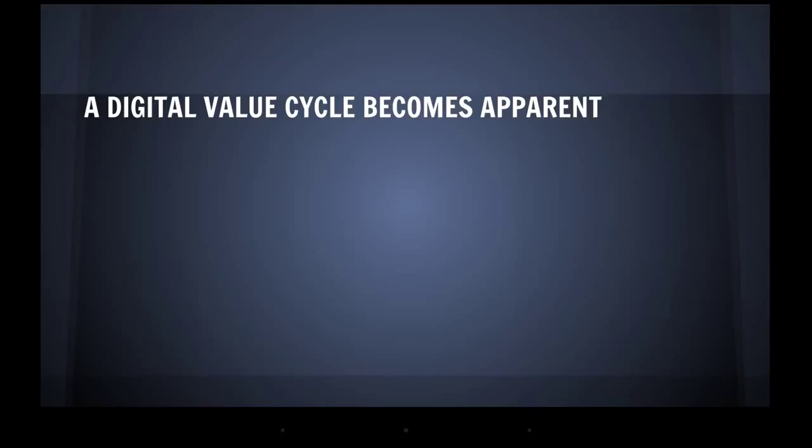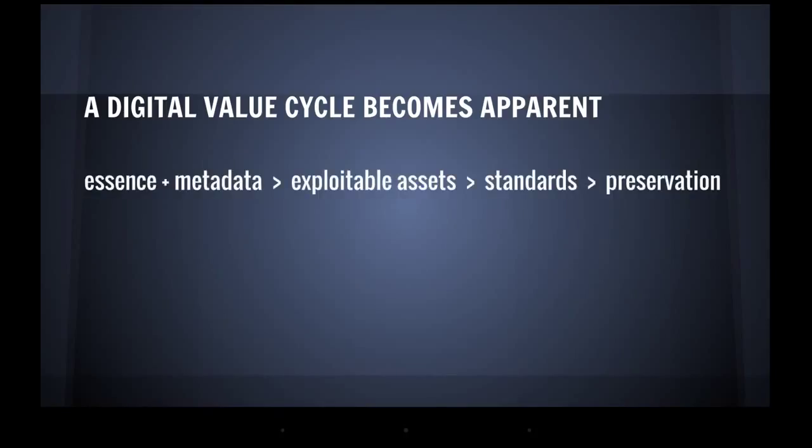This is what I call a digital value cycle that becomes apparent. When we have essence plus metadata, that leads to our exploitable assets, which leads to the need for standards around those assets, which becomes the catalyst for preservation. And then you just repeat, because one feeds the other. You can't have preservation without the original essence and metadata. And you can't have essence and metadata for long without preservation.